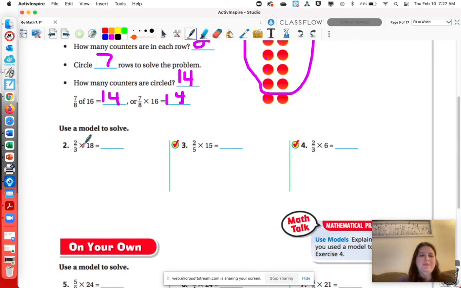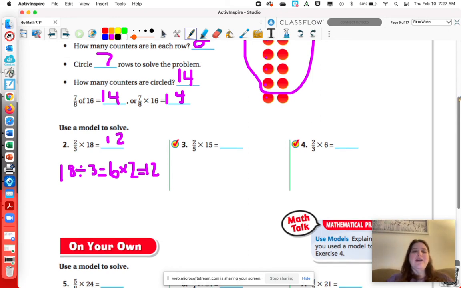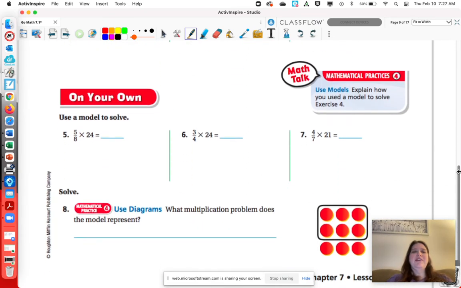So let's take a look at number 2. 2/3 of 18. We're going to divide by the bottom. 18 divided by 3, which is 6. Multiply by the top, which will be 12. So that, boys and girls, is why I said, let's take a look at that quick way. Because these, when you're going to draw everything, could take you a lot longer. And you know I always show you those shortcuts. So I'm going to leave 3 and 4 for you to do on your own.